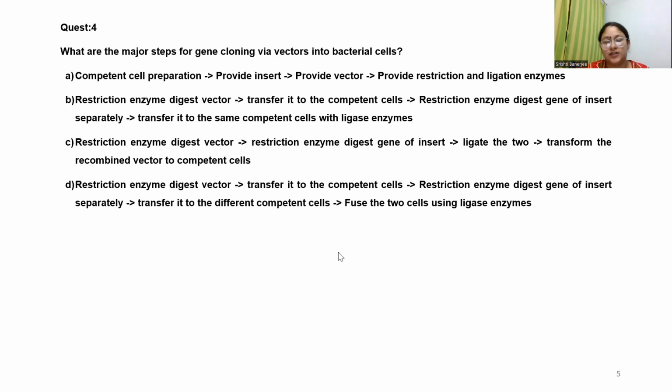Feel free to use your chat box and have a look at the question, have your answers. In 10 minutes the session will get over because of limitations in Zoom meetings. Then you can all rejoin the same meeting link and we'll discuss the answer in the next session.